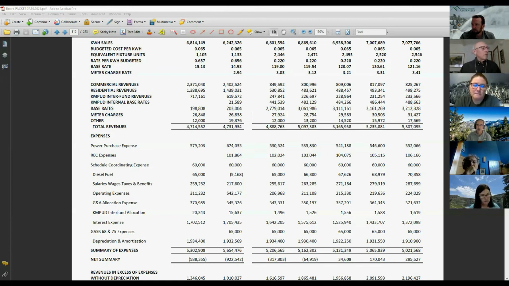Right. So also for electric, can you remind me when does the Western Area Power Administration, WAPA, purchases begin? 2025. 2025. Okay, not 2023. Okay.